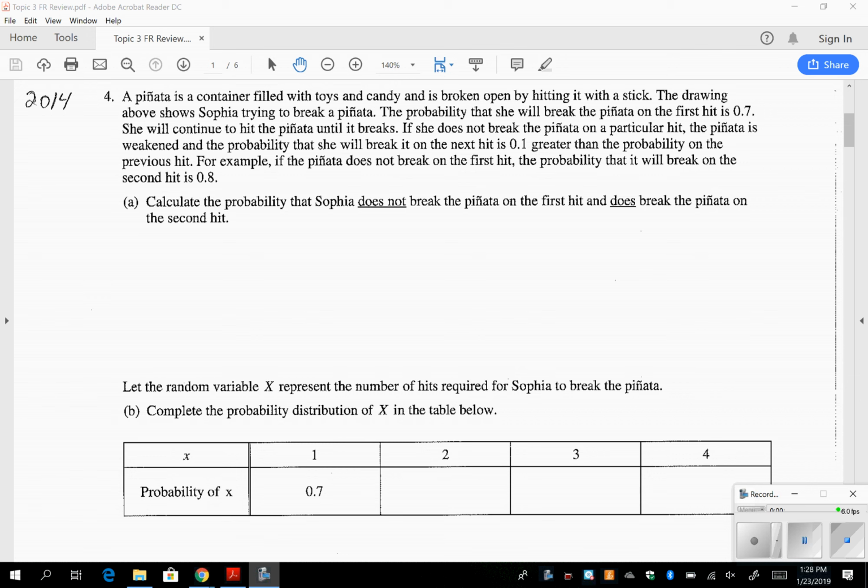Welcome to AP Stats Period 2. We are going over one of our free response questions from Unit 3, Probability.